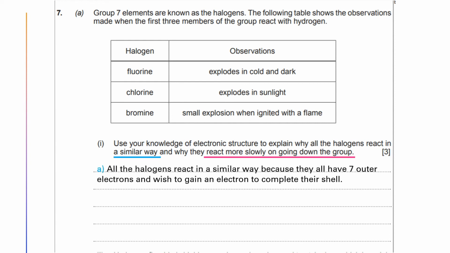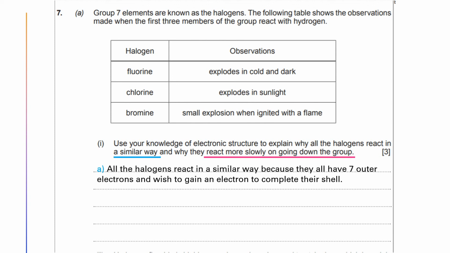So you would say all the halogens react in a similar way because they all have 7 outer electrons and wish to gain an electron to complete their shell. As we learnt before, they all have 7 outer electrons. It's just a quick sentence. This is probably the one marker in the question, and the trends will be the 2 marker. So you just want to make it very clear that you understand and move on.